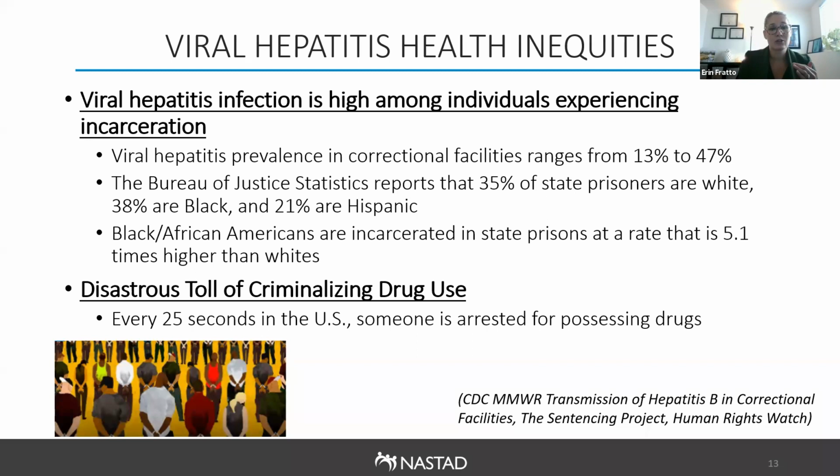The criminalization of drug use is also disastrous. Every 25 seconds in the US, someone is arrested for possessing drugs. 1 in 9 arrests are for drug possession. That amounts to 1.25 million arrests every year. This is 4 times as many people are arrested for possessing drugs as are arrested for selling them.